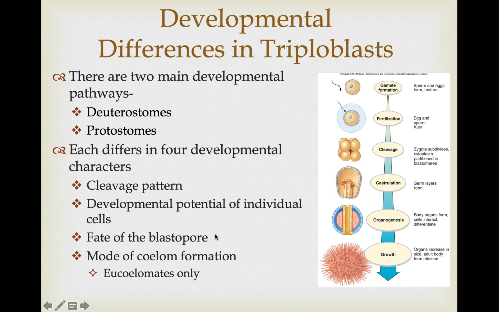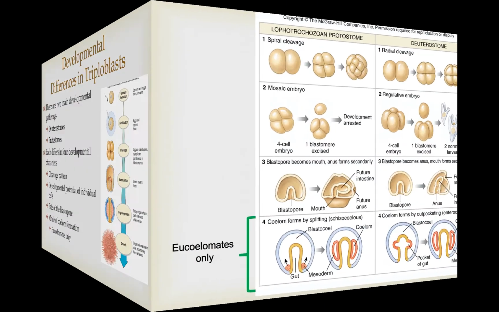The fate of the blastopore in some of these becomes the mouth, and some of them it becomes the anus, and that's actually how the terms deuterostome and protostome come about. And then also the mode of coelom formation in the eucoelomates. This only refers to the triploblasts that are eucoelomates. So let's look at a figure that kind of summarizes these differences between protostomes and deuterostomes.